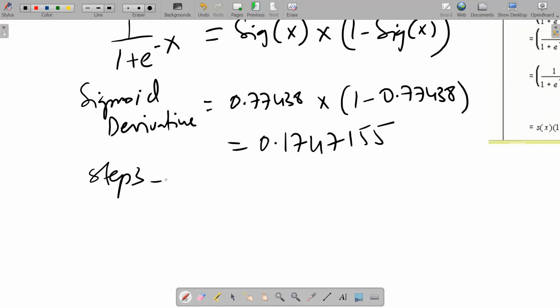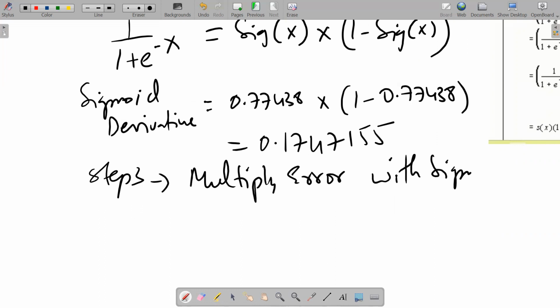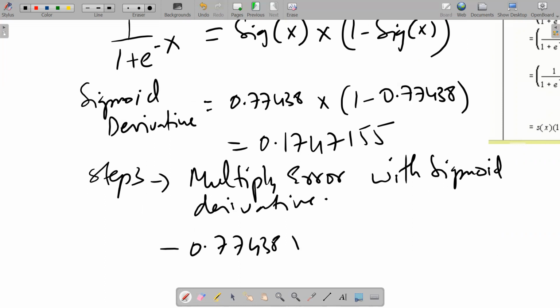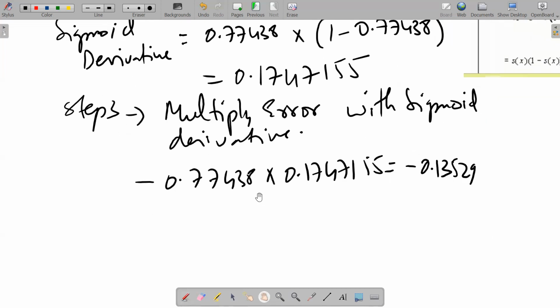Step 3: multiply error with sigmoid derivative. Minus 0.77438 into 0.17155. You'll get a value of minus 0.13529. Okay.